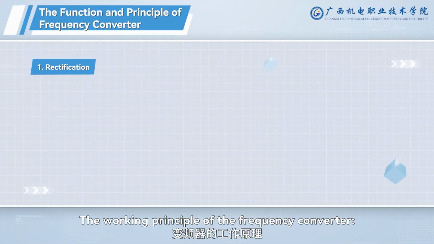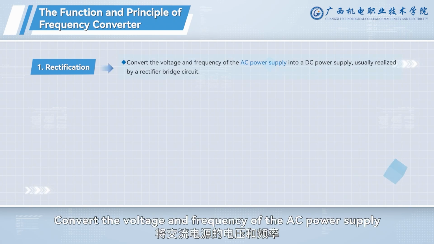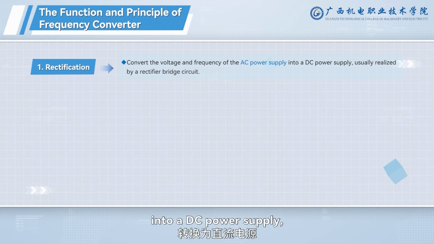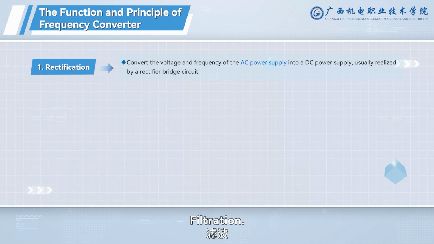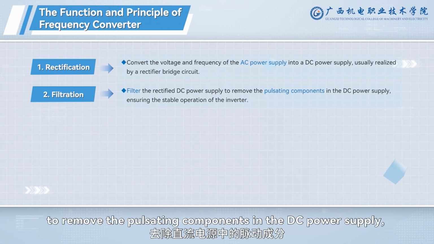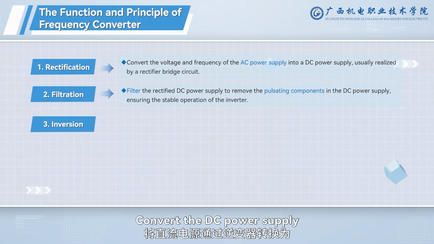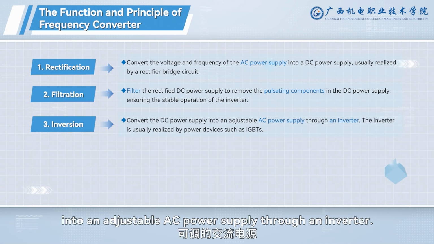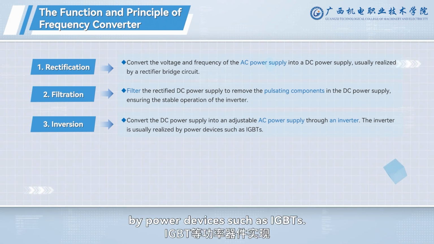The working principle of the frequency converter: rectification. Convert the voltage and frequency of the AC power supply into a DC power supply, usually realized by a rectifier bridge circuit. Filtration. Filter the rectified DC power supply to remove the pulsating components in the DC power supply, ensuring the stable operation of the inverter. Inversion. Convert the DC power supply into an adjustable AC power supply through an inverter. The inverter is usually realized by power devices such as IGBTs.